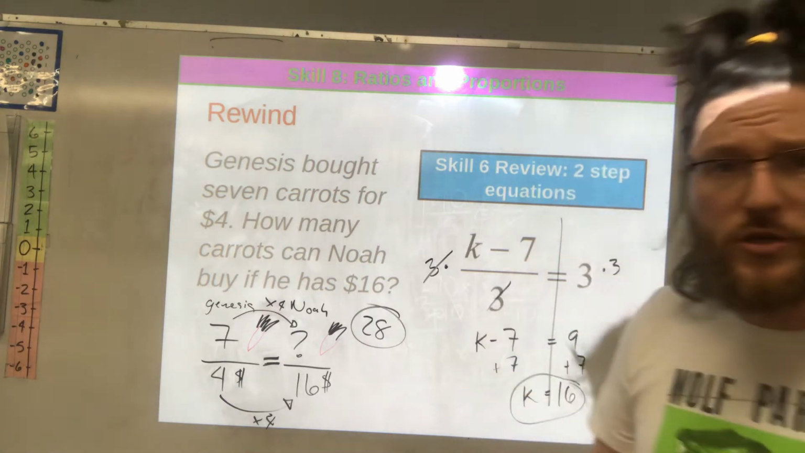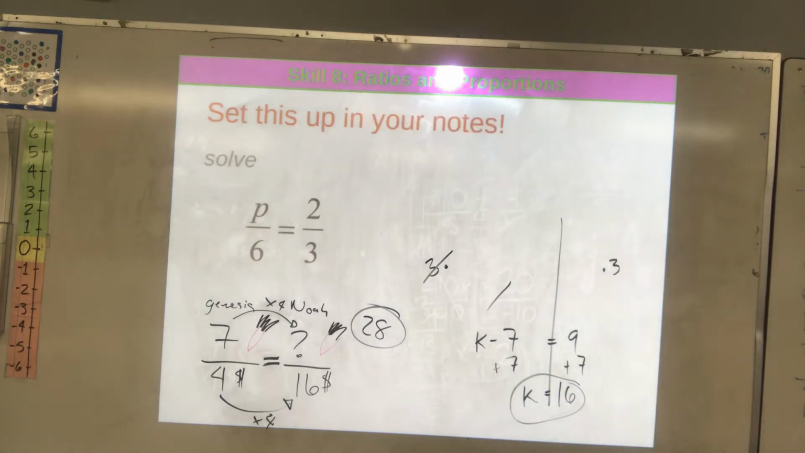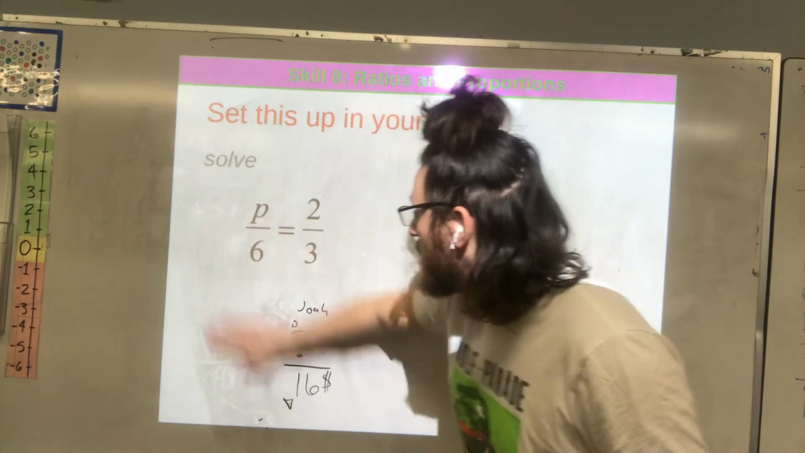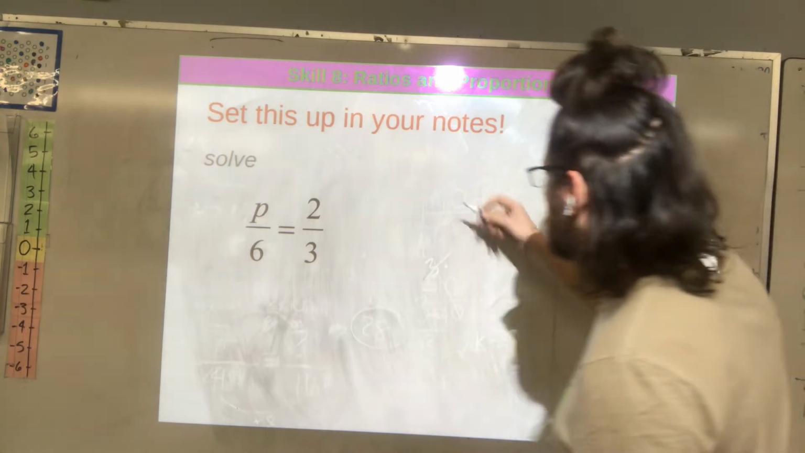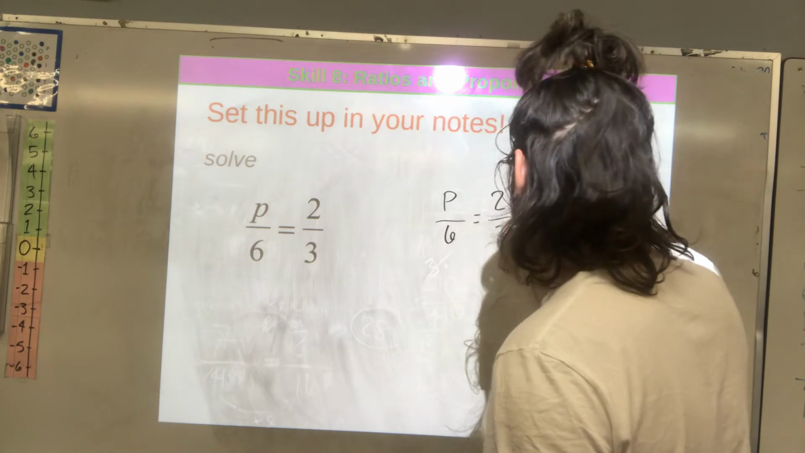Okay, now I need you to get your boat books out. We're continuing with skill 8, ratios and proportions, and I need this problem in your boat books. P over 6 equals 2 over 3. Okay, so let's go ahead and get that written in. P over 6 equals 2 over 3.